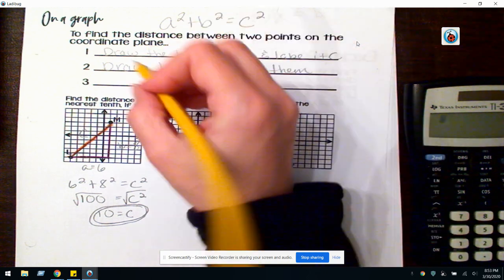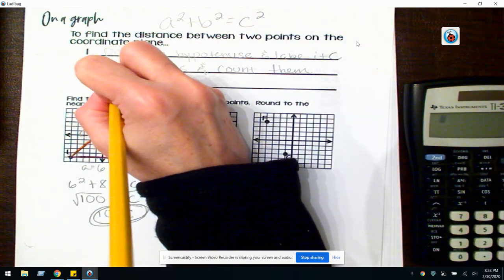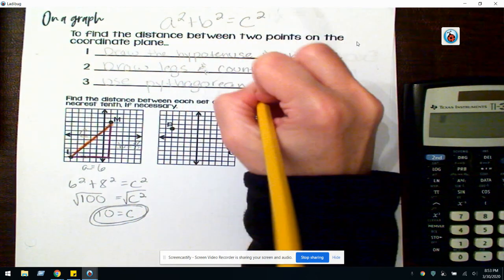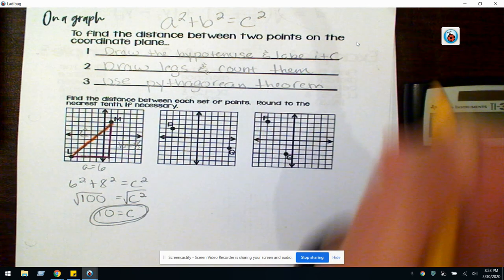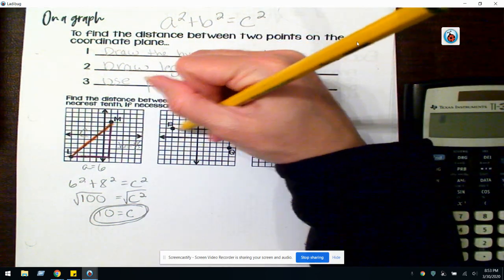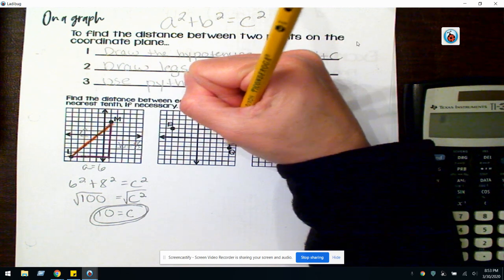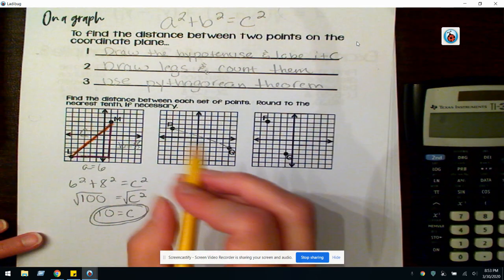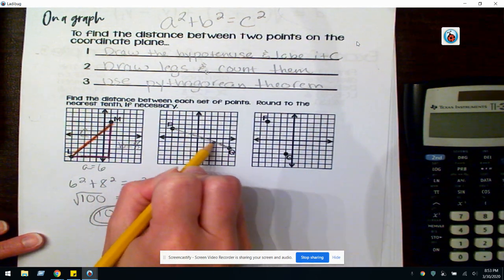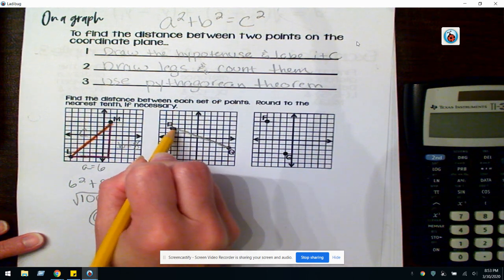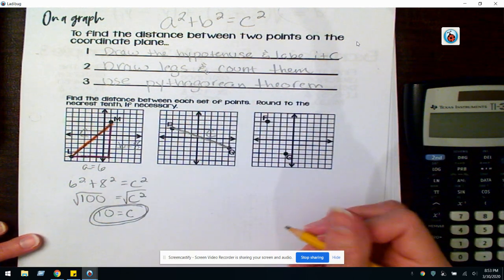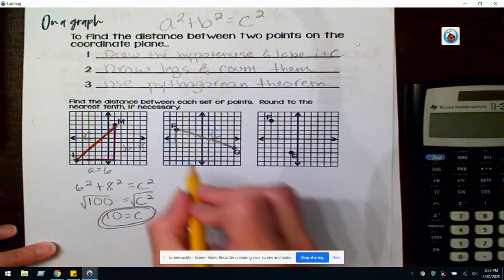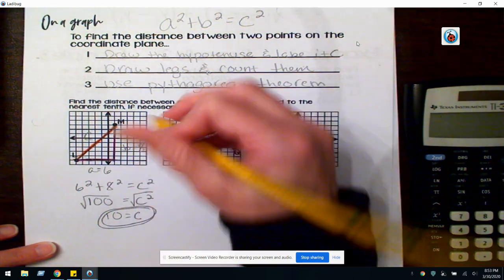So for the second one, let me fill this in. Step 3, use the Pythagorean theorem. So in this one, P to Q, I need to find this distance. It's quite a long distance, and I can't just count it out. That would be nice and easy, but I can't do that. So what I do is, this is going to be my hypotenuse. This is my diagonal line. That's my C.